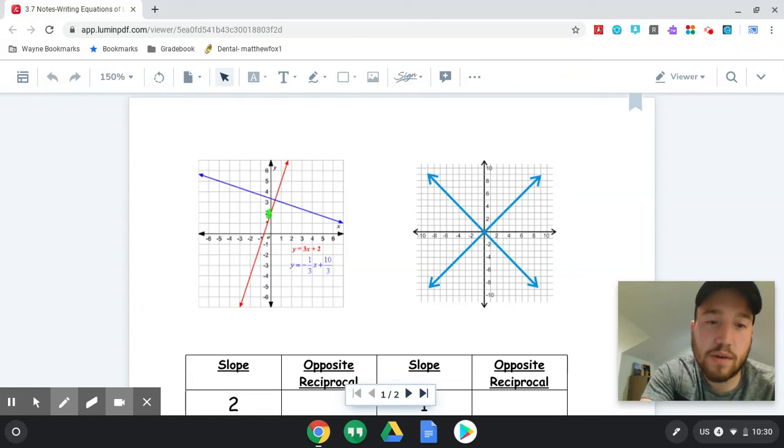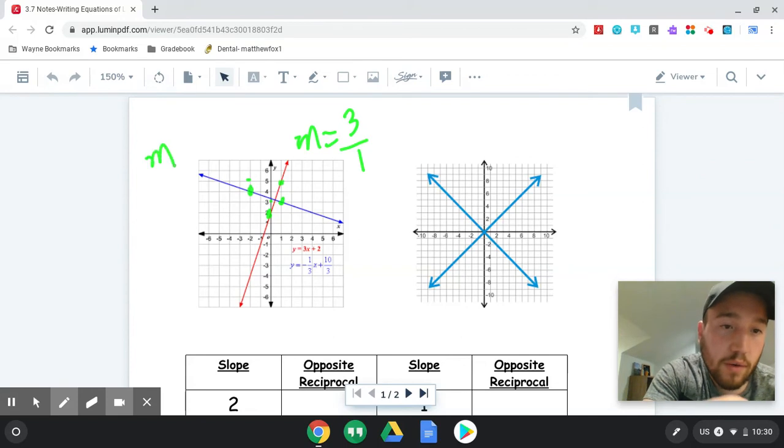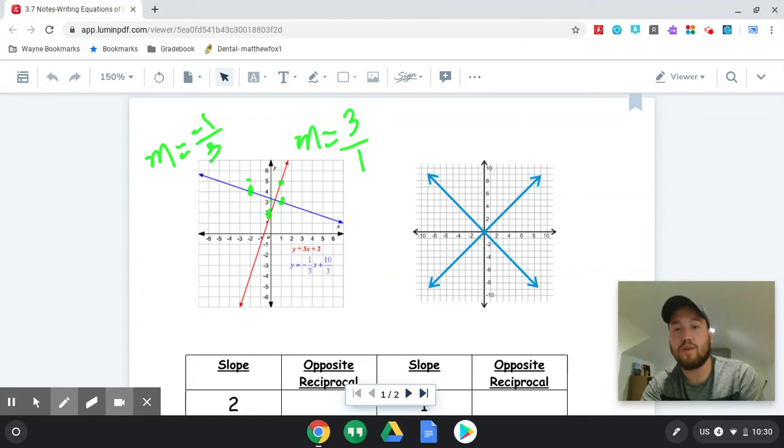Start with the y-intercept, go up 1, 2, 3 over 1. So the slope of the red line is 3 over 1. Meanwhile, the blue line, I start here, go down 1, right 3. So that slope will be down 1, negative 1, and right 3 is a positive 3, so negative 1/3.